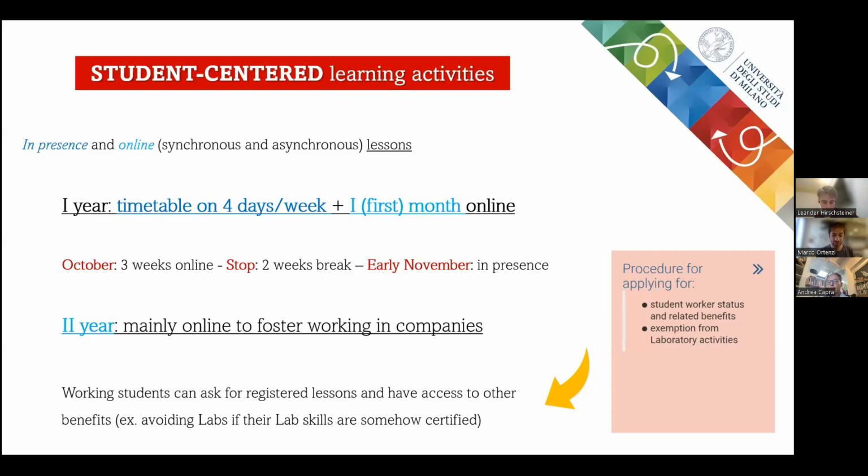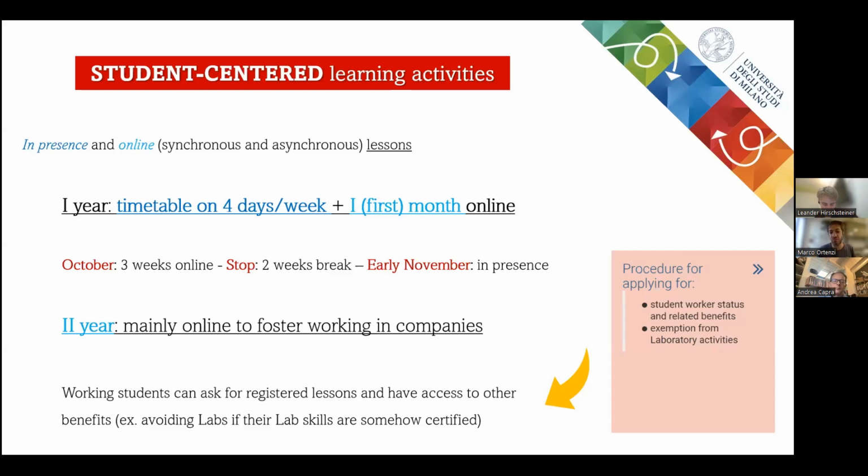And we also want to pay attention to working students, because we want to favor working people getting a master degree, if they don't have one, or if they have another one and want a second one. So working students can ask for registered lessons and also have access to other benefits.